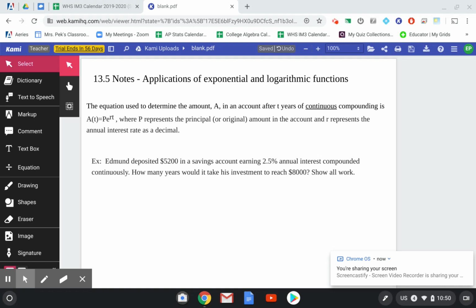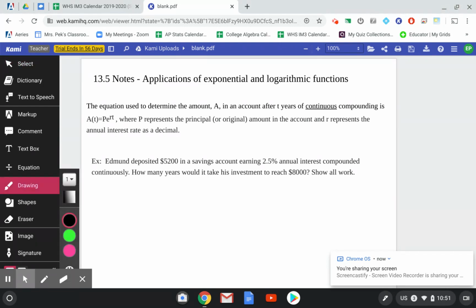Hi class, today we're going to be looking at section 13.5 for our IM3 class. We're looking at applications of exponential and log functions. We're just going to do one example today. Your homework is very similar to this example, so you can watch this video a few times if you need to, but I think one example should cover it.